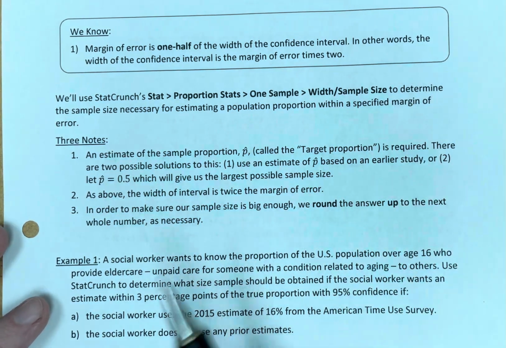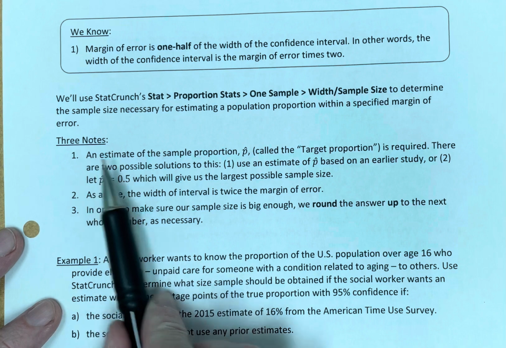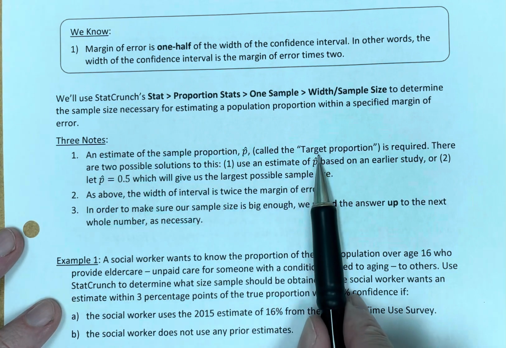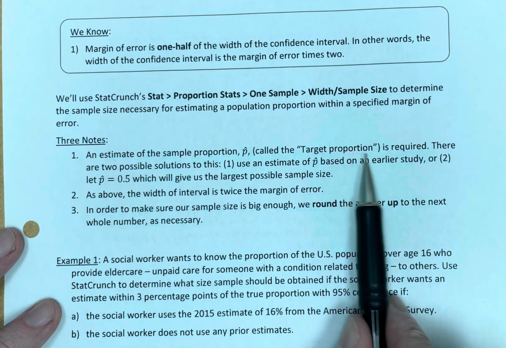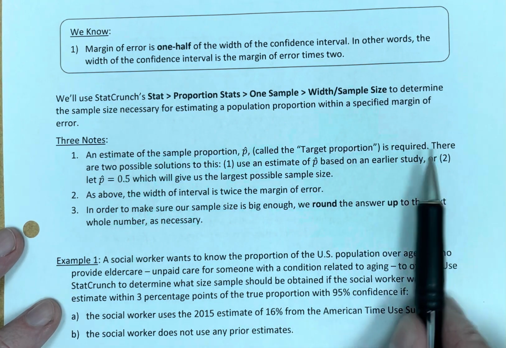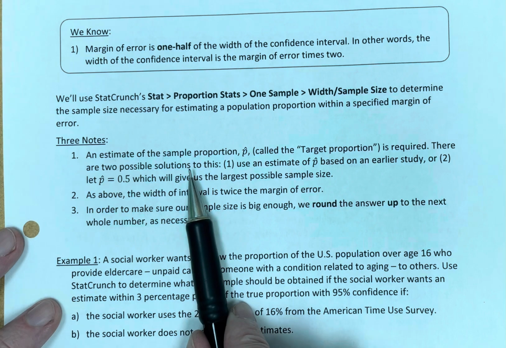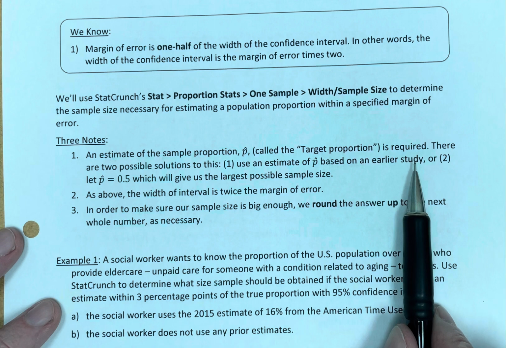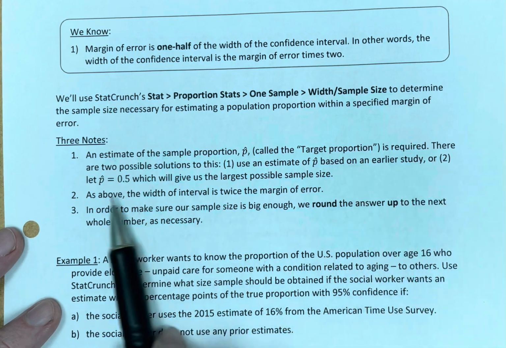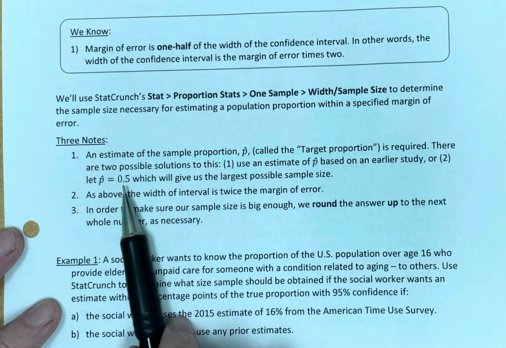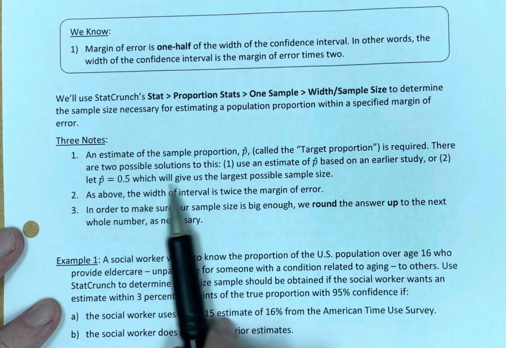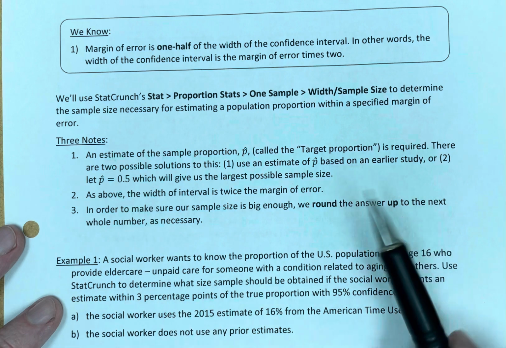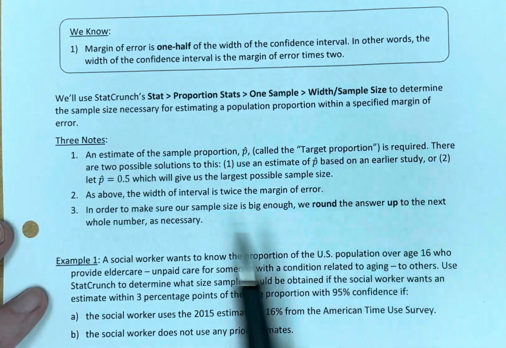3 notes. An estimate of the sample proportion, p hat, called the target proportion in StatCrunch, is required. There are 2 possible solutions to this. One, we can use an estimate of p hat based upon an earlier study, or 2, we'll let p hat be 0.5, which gives us the largest possible sample size. Okay, so those are our 2 possibilities. We'll do both of those in our example.